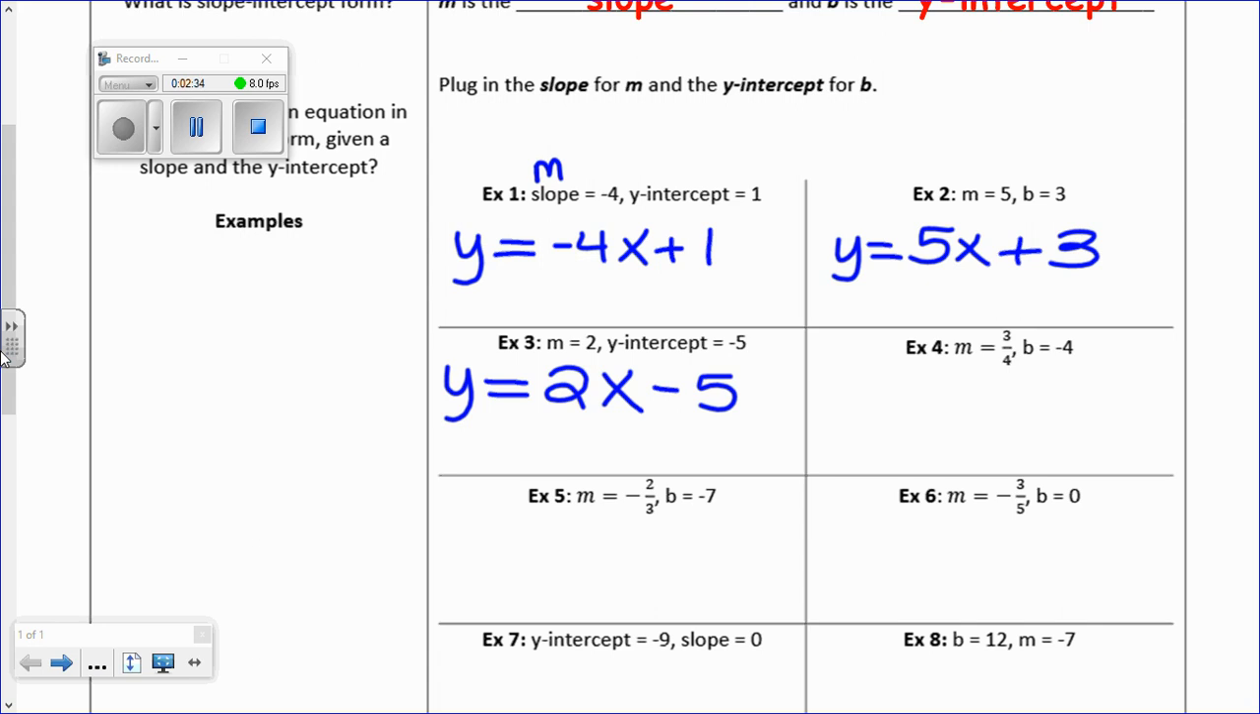In example 4, you have a slope of 3/4 and a y-intercept of -4. So we write that equation. We're just going to replace the m with 3/4. Then we have our x, and we have a y-intercept of -4, so that is -4.